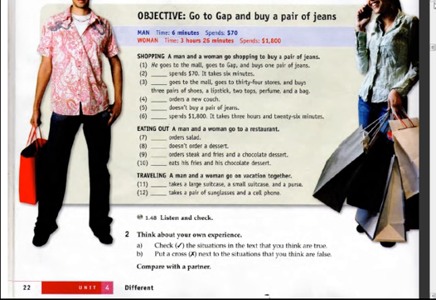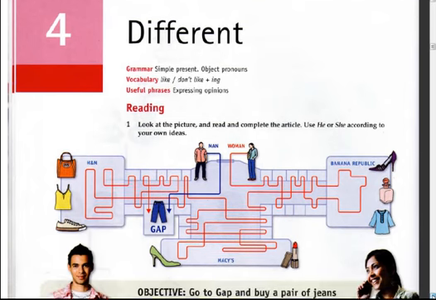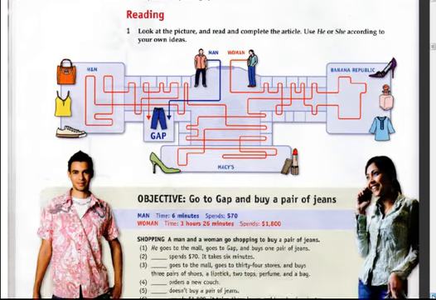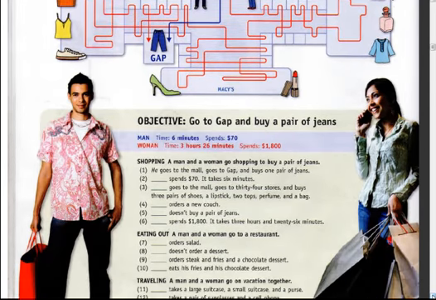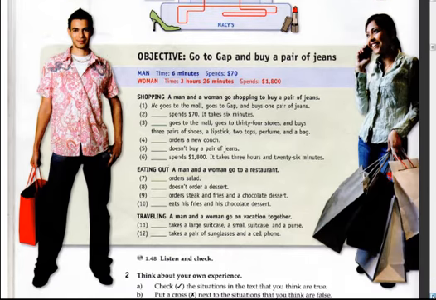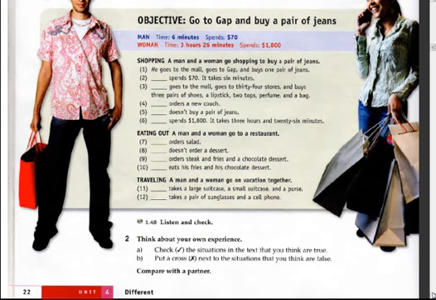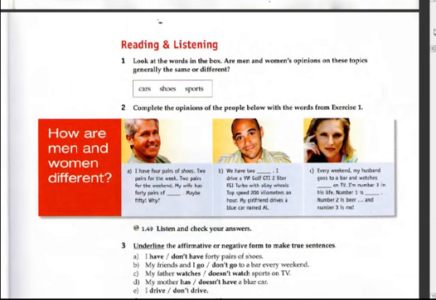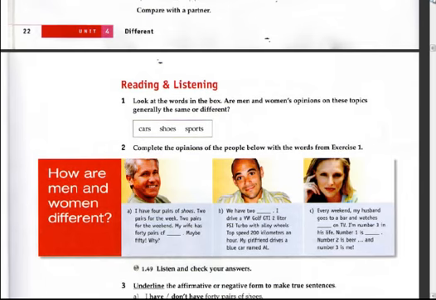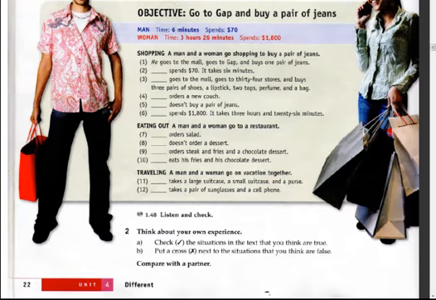Eating out. A man and a woman go to a restaurant. She orders salad. She doesn't order a dessert. He orders steak and fries and a chocolate dessert. She eats his fries and his chocolate dessert. Traveling. A man and a woman go on vacation together. She takes a large suitcase, a small suitcase, and a purse. He takes a pair of sunglasses and a cell phone.